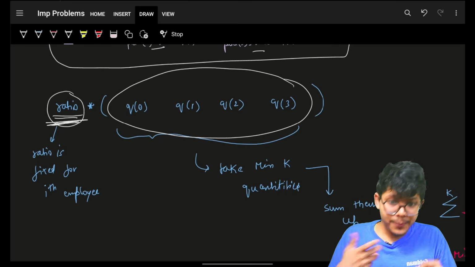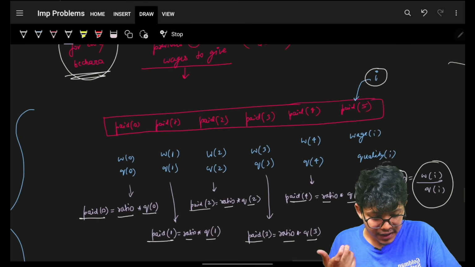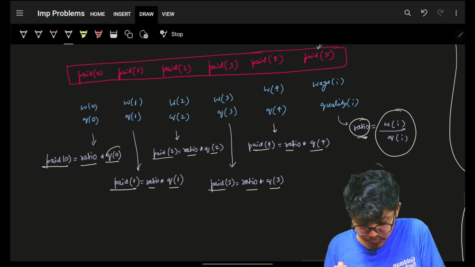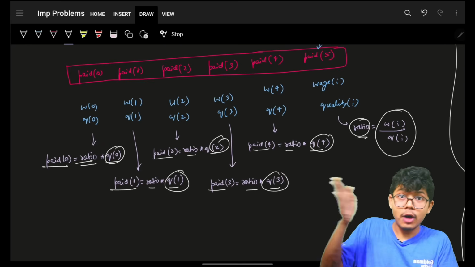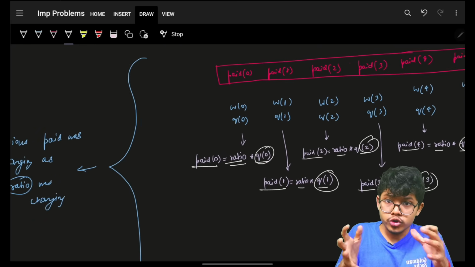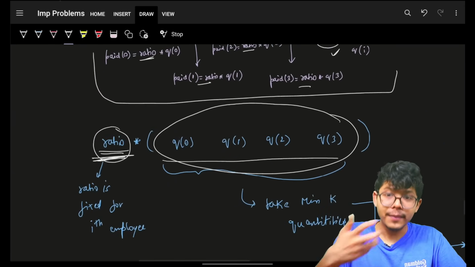Why am I doing this? Because I know quantity is fixed. Even if my i is here, the corresponding quantities will still be the same. The ratio I will keep outside, so as to not multiply the ratio at every point. It is for optimization that we are doing this.